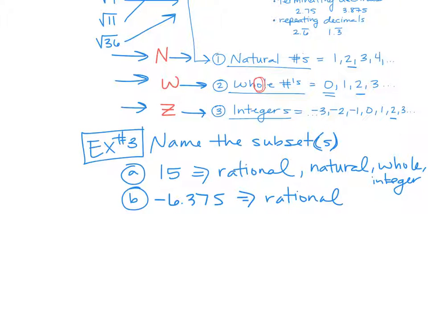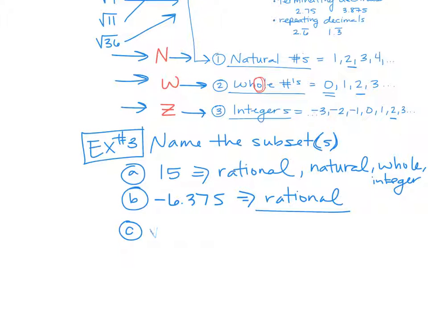Nope. Is it an integer? Be careful. Integers are whole numbers that are positive and negative, right? A lot of times people see a negative symbol and they go, yep, integer, because they're used to integers having negatives. But integers have to be negative whole numbers. This is not a whole number. So your only answer for this one is rational. Okay?